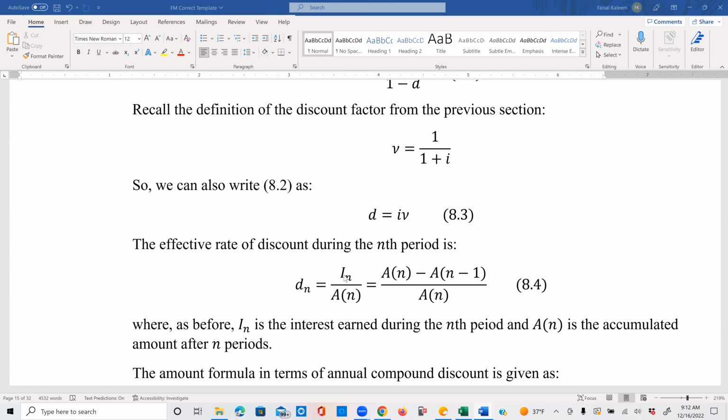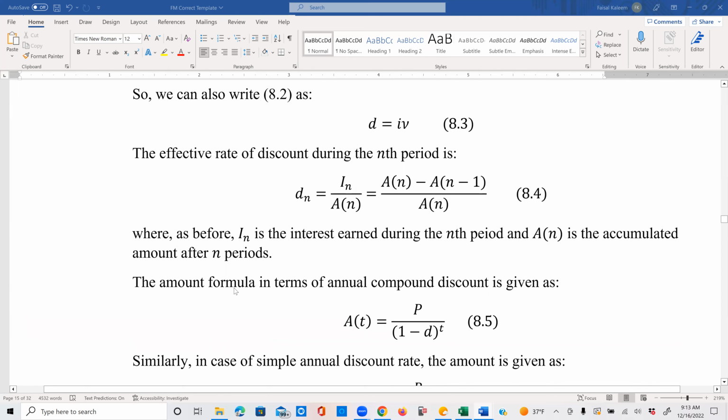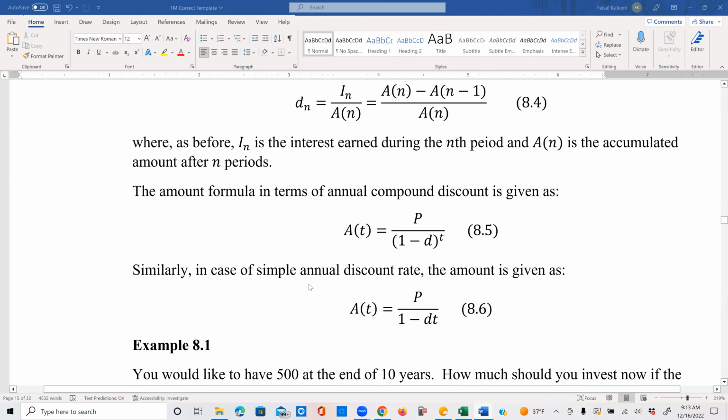And so i_n is the interest in the nth period, which is a at n minus a at n minus 1, the accumulated amount at n minus the accumulated amount at n minus 1, divided by a of n. And the amount formula in terms of annual compound discount is given as a of t is equal to principal divided by (1 minus d) to the power t. Similarly, in case of simple annual discount rate, the amount formula will be a of t equals p divided by 1 minus dt, where d is the simple discount rate.